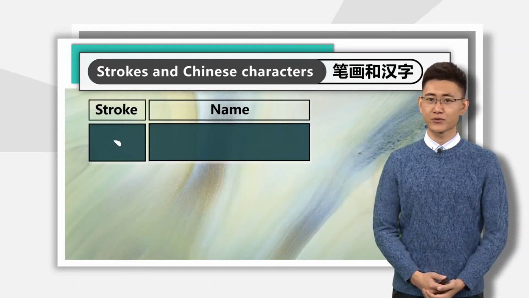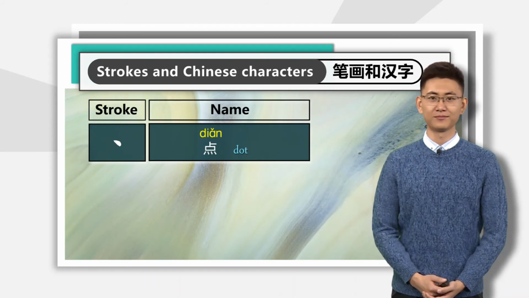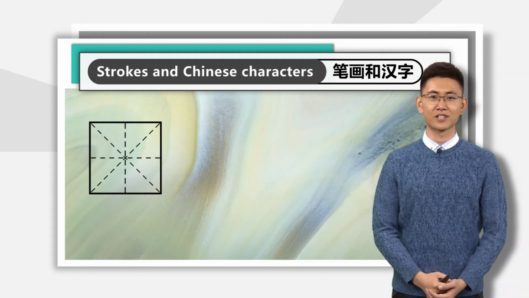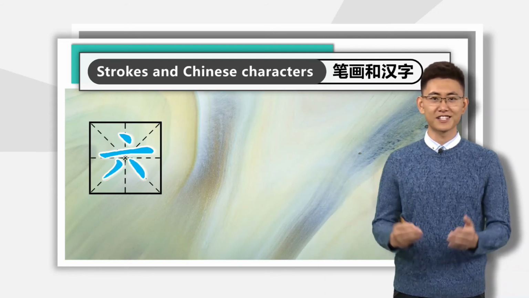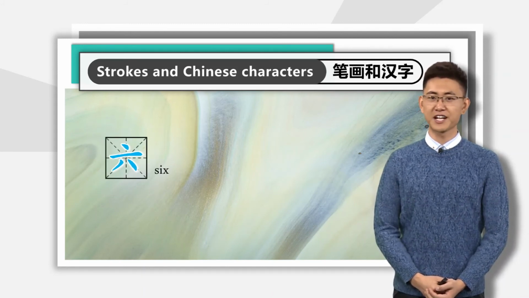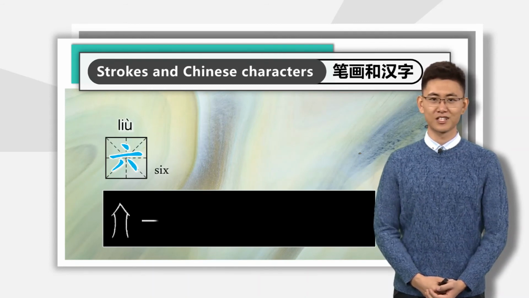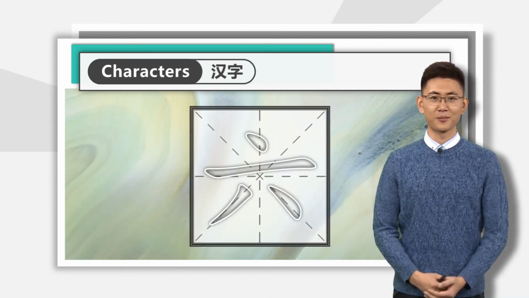Let's look at the last stroke for today. It is dot. In Chinese, it is called 点. Now, let's look at the picture. Dot, horizontal, left falling, and dot. It's a Chinese character. It means 6. The pronunciation is 六. 跟我读 六. Please write it with me.